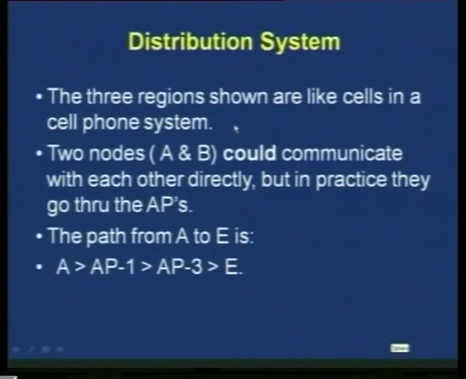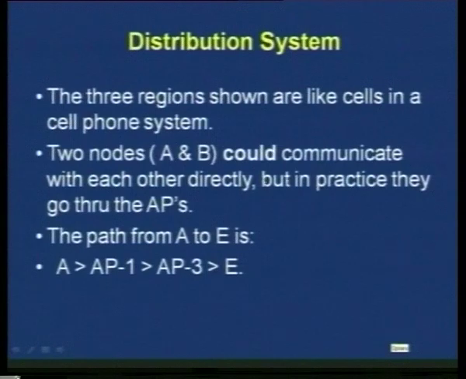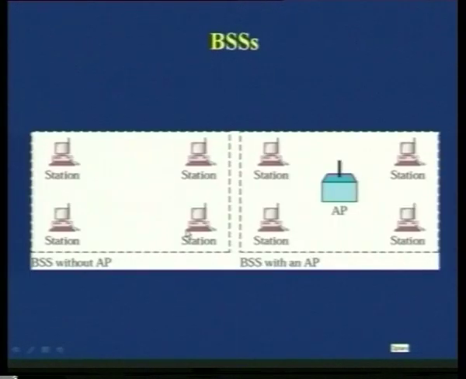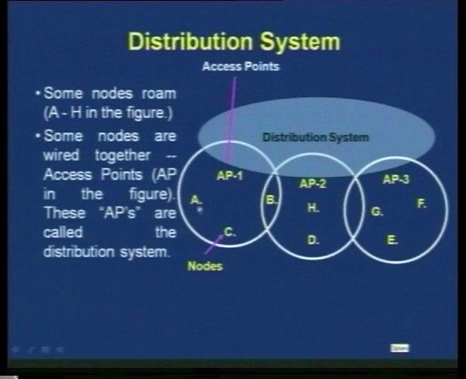Now, the 3 regions that are shown are more or less like cells that are used in a cell phone network. Two nodes A and B could communicate with each other directly, but in practice they would go through the APs. So, the path from A to E in this example would be A to access point 1 to access point 3 to E. Just take a look at that. From A I go to access point 1, from there to access point 3, and then from there to E. This is how I would go from A to E.